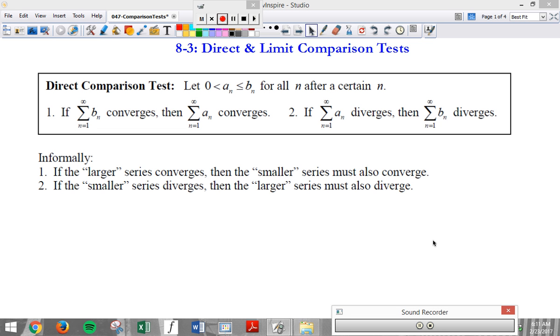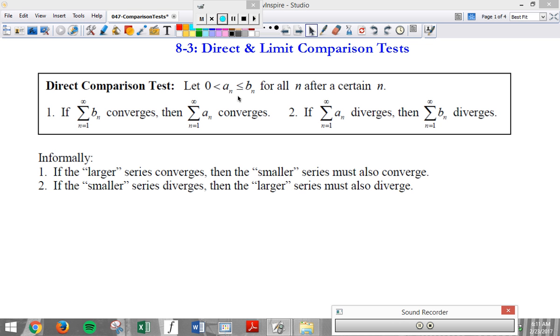This is going to be lesson 8-3, direct and limit comparison tests. So far you've seen the geometric series test, the integral test, the p-series test, and the alternating series test. This series test will be different from those in the sense that we need to know the convergence or the divergence of a different series.